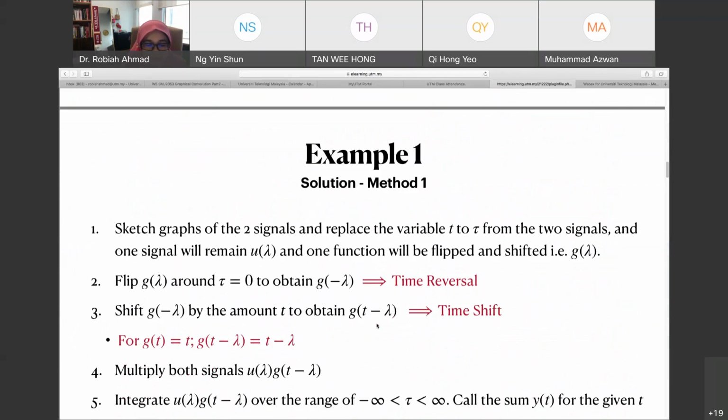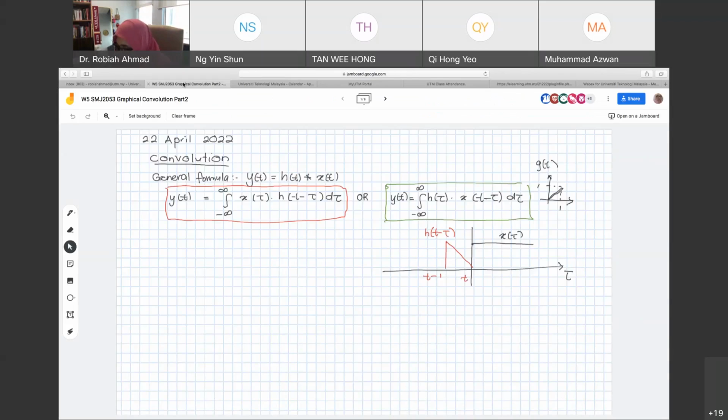So this is the signal. Initially, we have that x(tau) remains 1, and then g(t minus tau). So initially g(t), we had t. Okay, so now the t has been replaced with t minus tau. So now the signal is g(t minus tau).